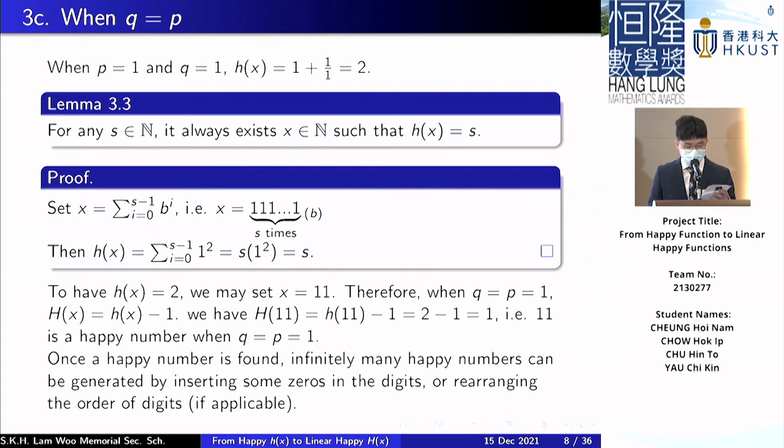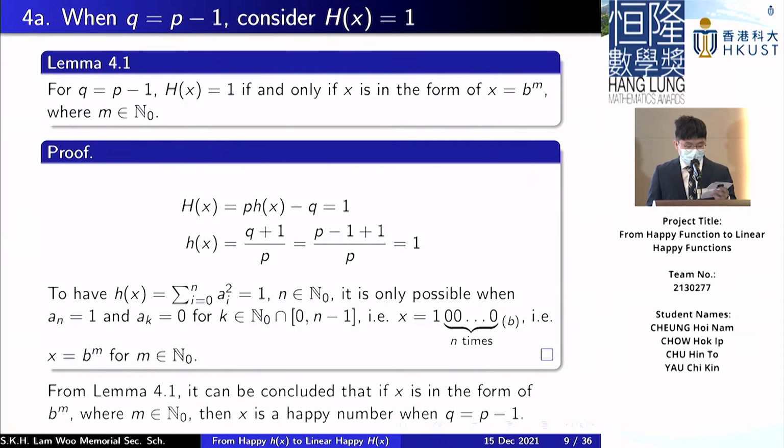In proving its existence, we found that for any positive integer s, we can always find a positive integer x such that small h(x) is equal to s, and there are infinitely many of such x. So now, we have two more cases to tackle: when q equals p minus 1 and when q is greater than p. We first consider the case when q equals p minus 1.